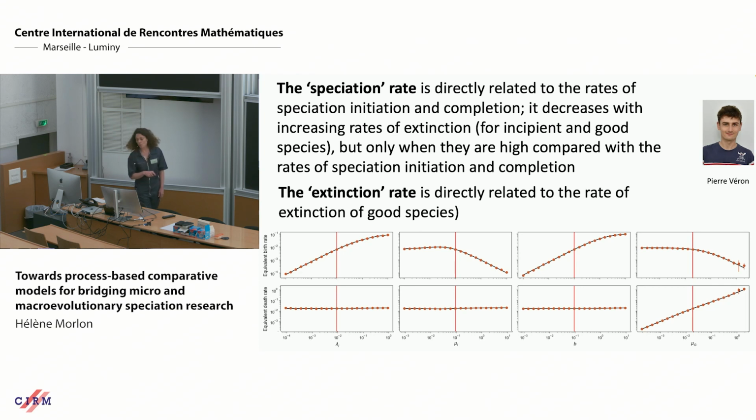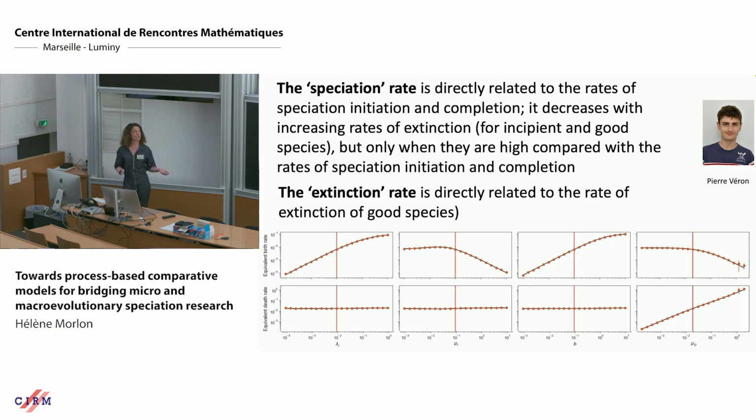So what we see here is that the equivalent speciation rate is directly related to the rates of speciation initiation and completion, and it increases with the rates of extinction for incipient and good species, but only when they are high compared with the rates of speciation initiation and completion. And then the extinction rate doesn't depend on any of the parameters except on the extinction rate of a good species.